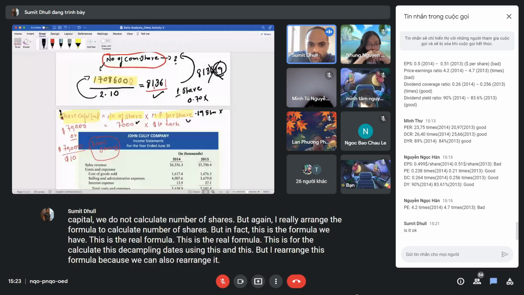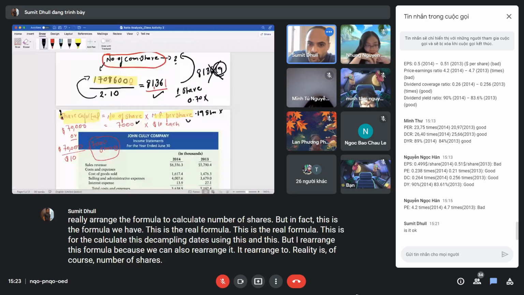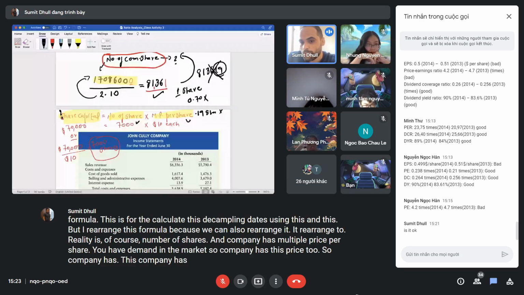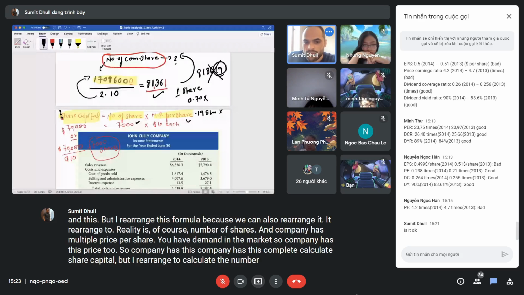In reality, the company has a number of shares and the company has a market price per share. They have demand in the market. So the company has this price too. So the company has this, the company has this, the company calculates share capital. But I rearranged it to calculate the number of shares.